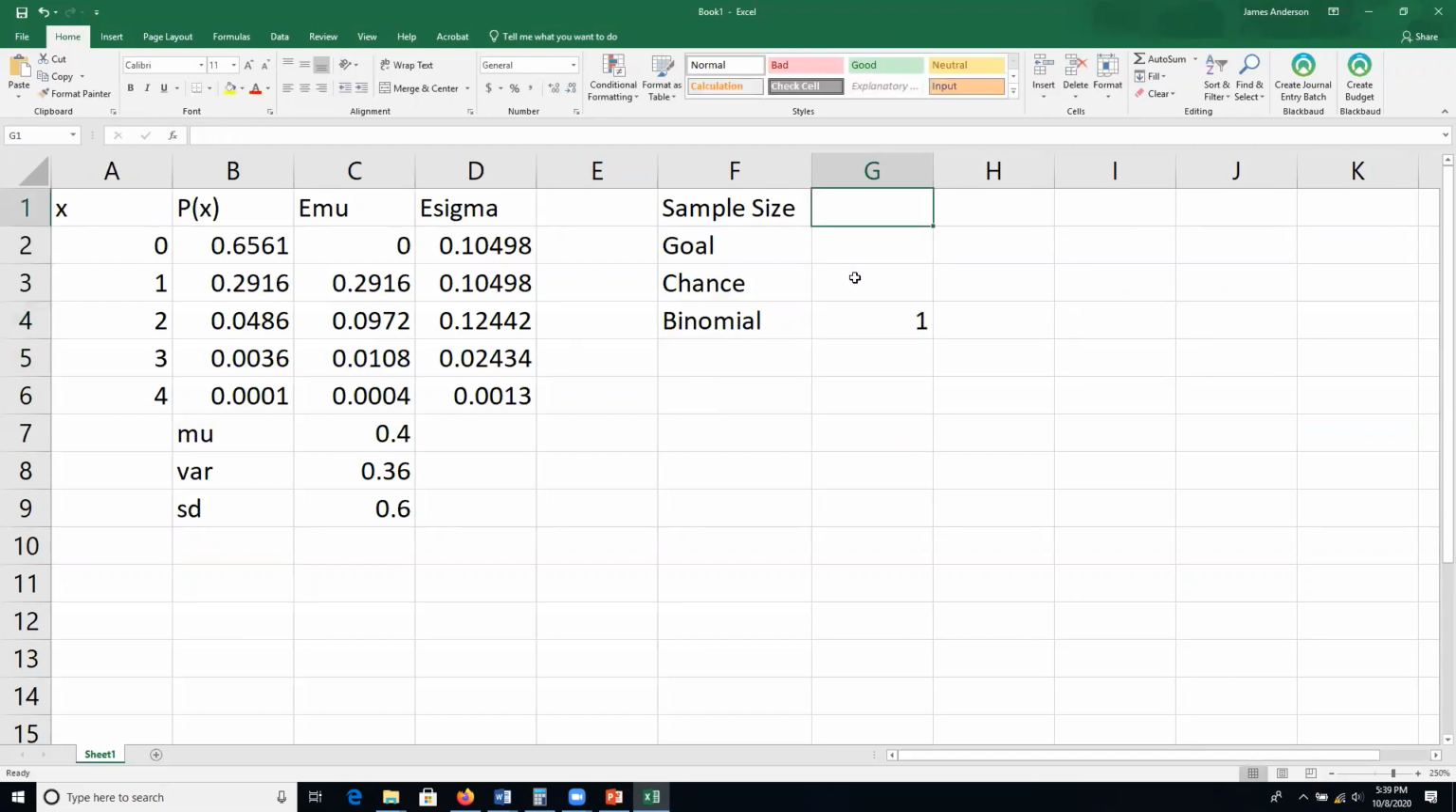Then you set the sample size, goal, and chance, and it just calculates it for you. This is how I usually set up the sheet, because the binomial distribution will always be set up that way. So you might as well just set up a binomial distribution, so you can just change variables and go.